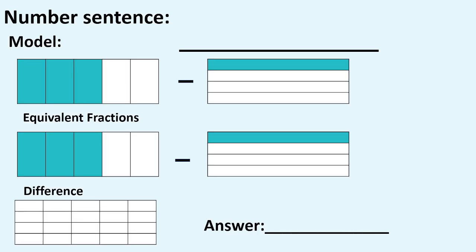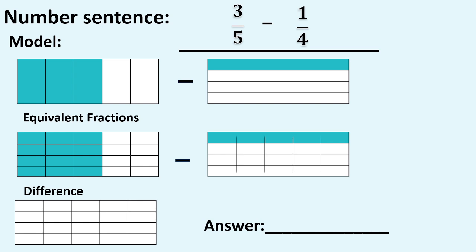Let's answer this. What is the number sentence? We have here the model. So 3/5 minus 1/4. So we are going to draw equivalent fractions. We have here 12/28 minus 5/28. So the difference is 7/28. So the answer is 7/28.